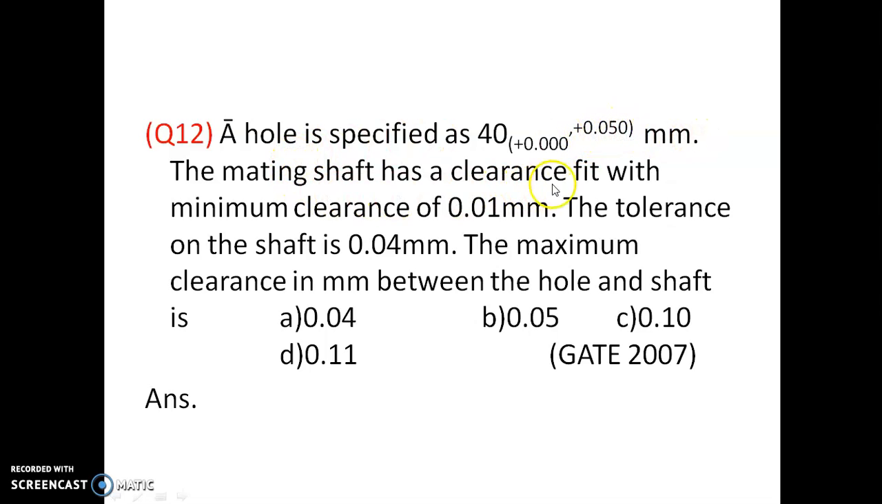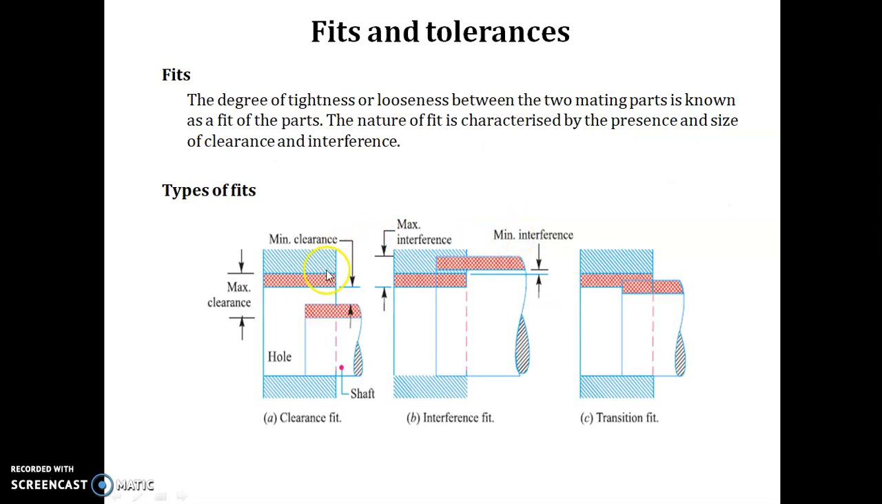0.050 mm. Mating shaft has a clearance fit with the minimum clearance of 0.01 mm. The tolerance on the shaft is 0.04 mm. The maximum clearance in mm between the hole and the shaft is, here the mating shaft has a clearance fit, so it is a clearance fit problem. So the hole dimensions are given, but shaft dimensions you have to find. From the minimum clearance you have to find the shaft dimensions.